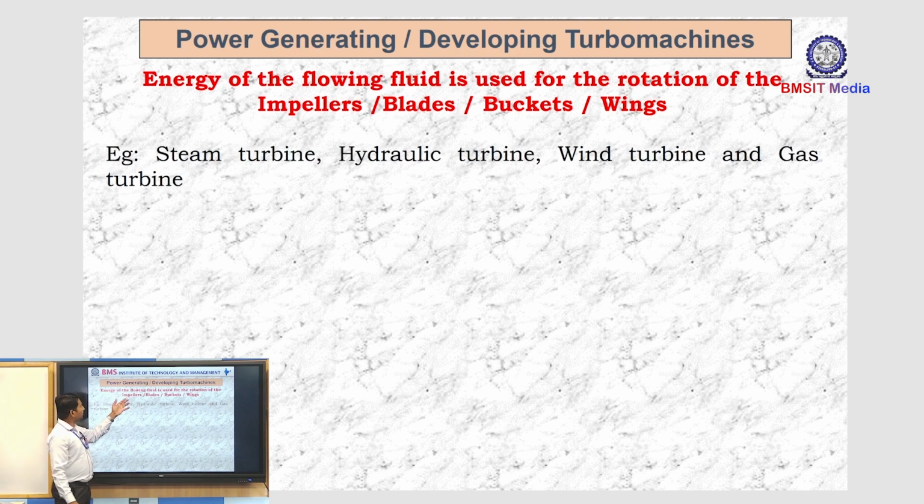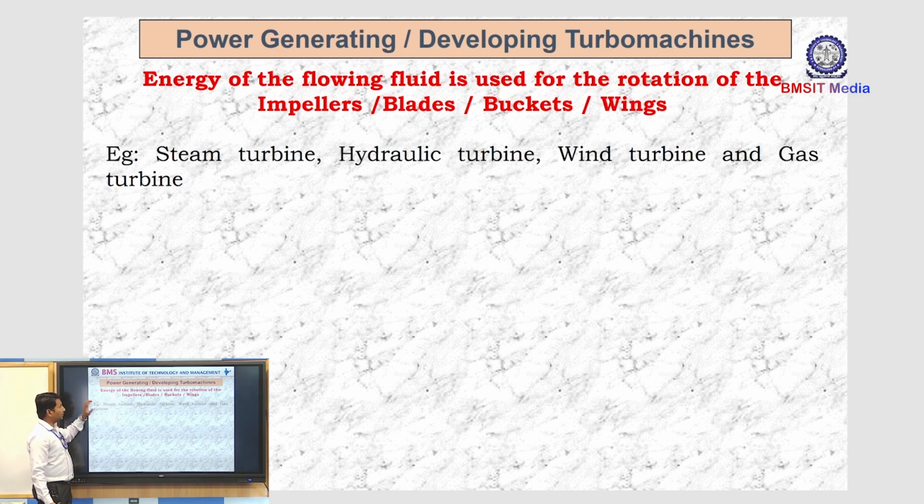The examples for power generating turbo machines are steam turbine, hydraulic turbine, wind turbine, and gas turbine. Or you can say windmill and gas turbine. In all these examples, there will be a rotating element and a fluid which is interacting. In the steam turbine, steam is the interacting fluid. In the hydraulic turbine, water is the interacting fluid. In the wind turbine, air is the interacting fluid. And in the gas turbine, gas, or rather higher energy air, is the interacting fluid.